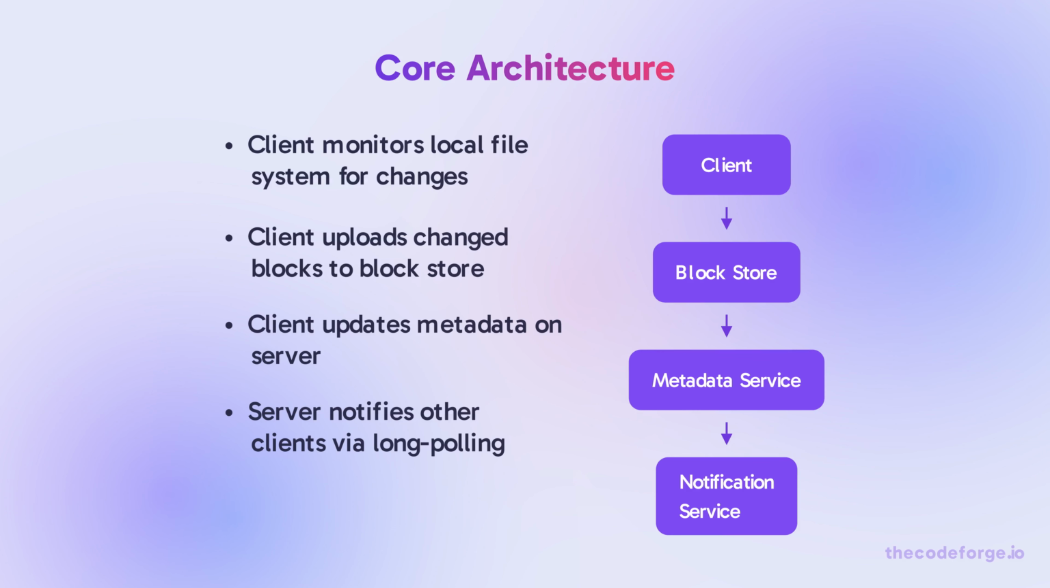Dropbox uses a pull-based sync model. The client watches the local file system for changes, chunks files into blocks, computes SHA-256 hashes, and uploads missing blocks to the block store. Then it sends a metadata update to the server. The server validates the block hashes exist, commits the change, and appends to a changelog. Other clients poll for changes via long polling.